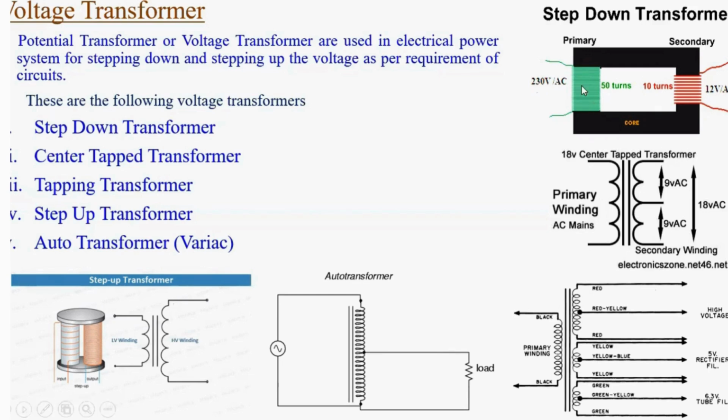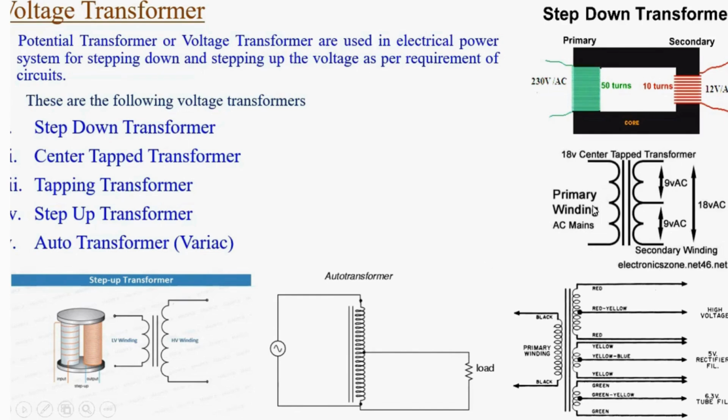Suppose on the primary side you have used 50 turns and on the secondary you have used only 10 turns. We call it a step down transformer because, compared to the primary, the secondary has fewer turns.